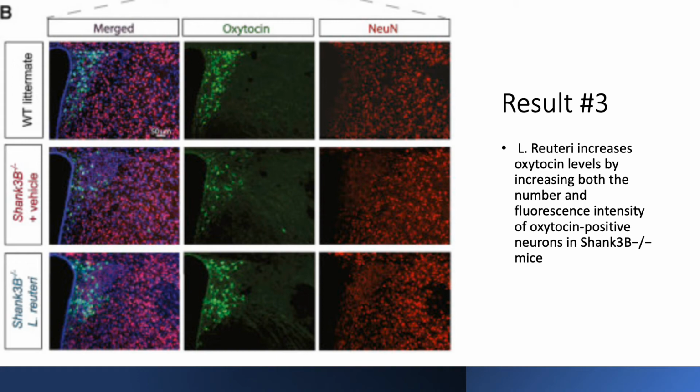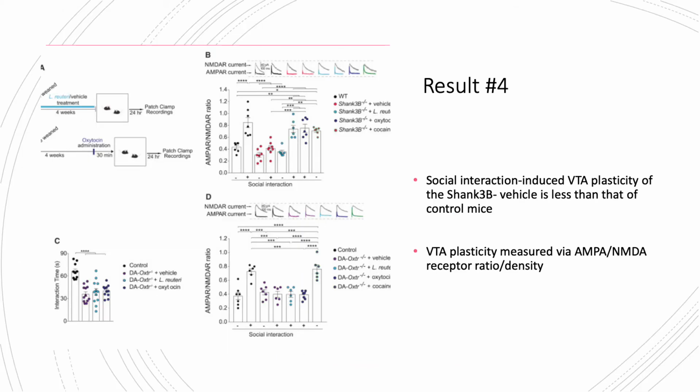So what this means is that it can better be described by result 4. Here in result 4, it's more about the VTA. It was also found that social interaction induced VTA plasticity of the Shank3B vehicle is less than that in mice with ASD-like traits. And this means that they have a quote-unquote weak VTA, as theoretically it is not able to change, adapt, or perhaps mature with development.